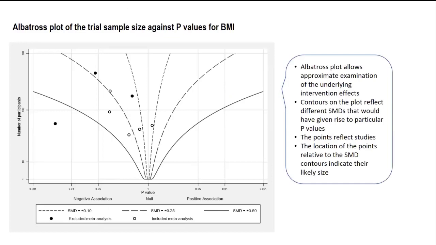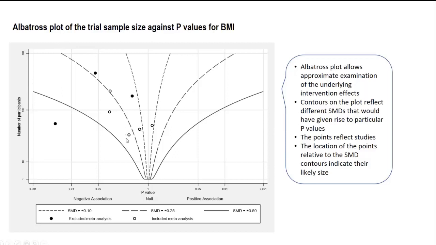Now, there's a companion plot that's very helpful and goes along in some ways with combining p-values. This is known as the Albatross Plot for obvious reasons. I've heard someone, actually Sue today, call it the sprinkler plot, so take your pick as to which you prefer. But what the Albatross Plot allows us to do is to get approximate estimates of the underlying intervention effects.